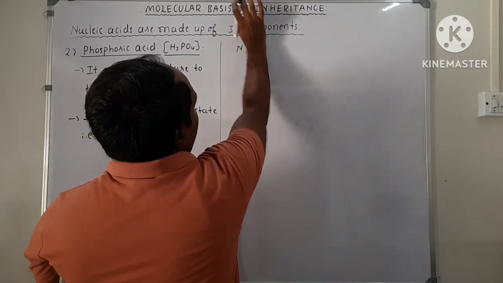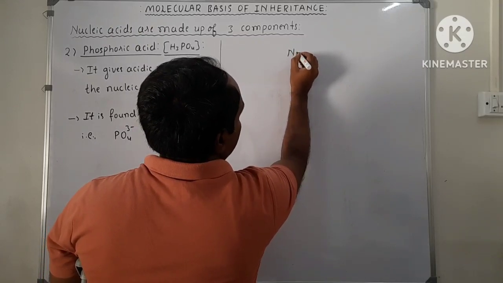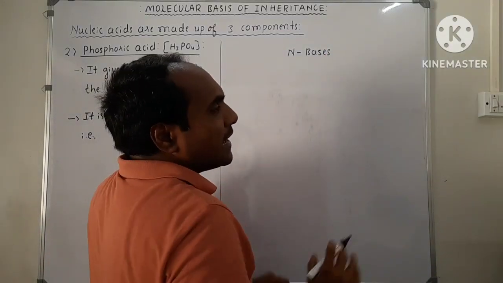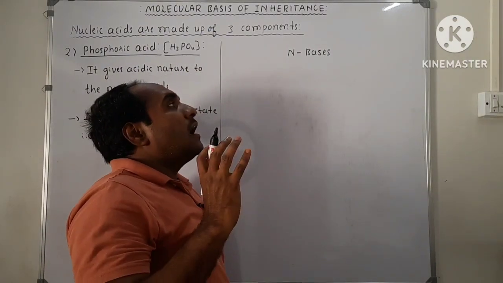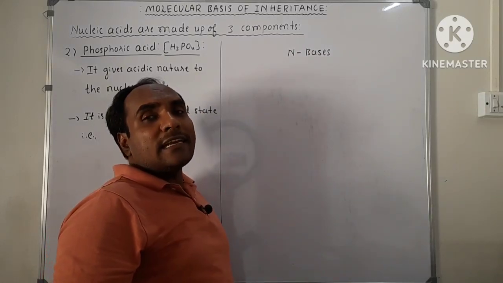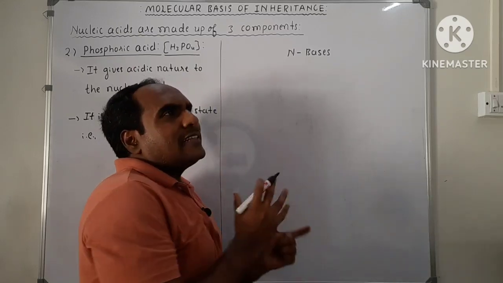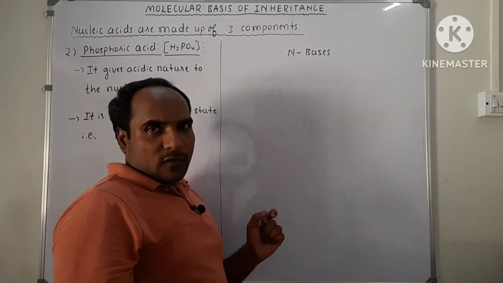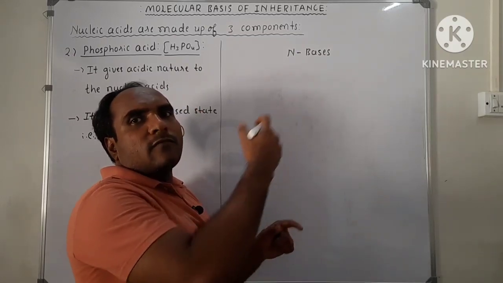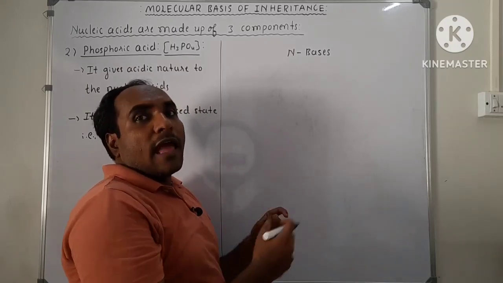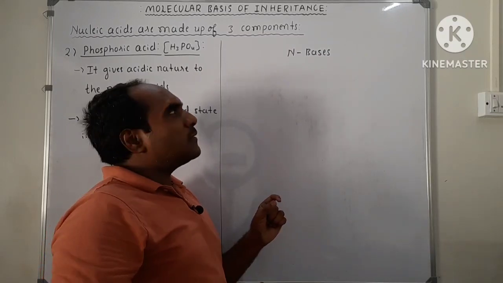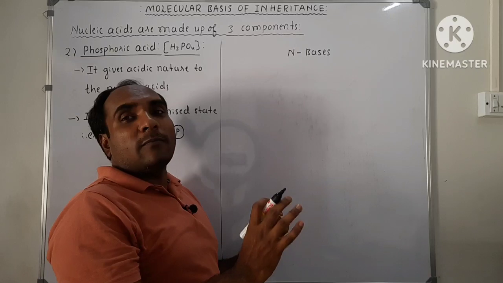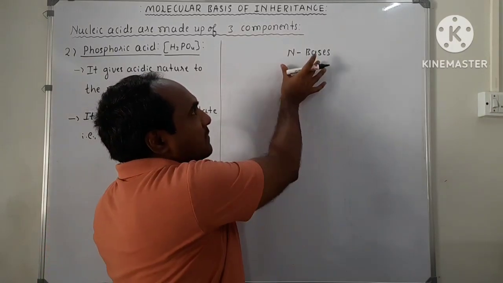See here, nitrogenous bases. What do you mean by nitrogenous bases? These are the heterocyclic aromatic rings made up of carbon and nitrogen. Why the name hetero? Hetero means it is containing different types of atoms, that is carbon and nitrogen. Why the name cyclic? Because it is found in the cyclic form. It is not in the linear form, it is in the cyclic form. Aromatic means it is containing benzene rings. That's why nitrogenous bases are the heterocyclic aromatic rings made up of carbon and nitrogen. Okay, this is the definition of nitrogen bases.